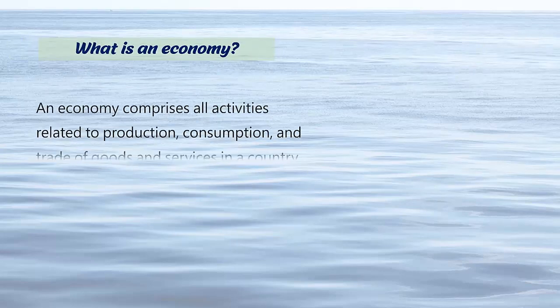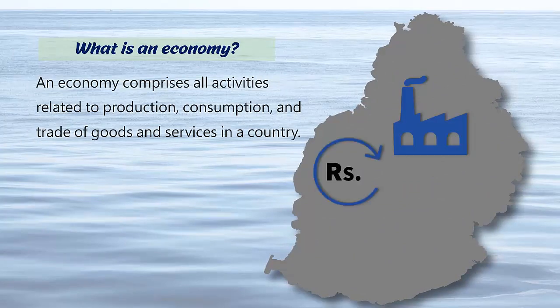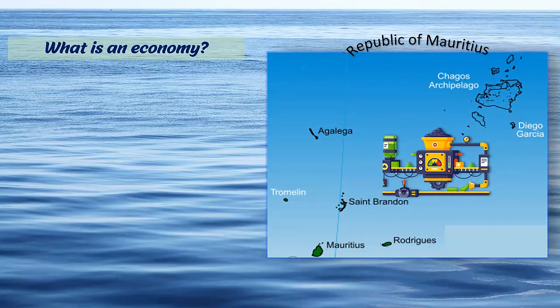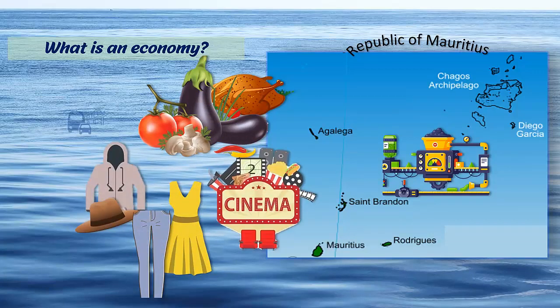What is an economy? An economy comprises all activities related to production, consumption, and trade of goods and services in a country. Can you think about how many things are produced in the Republic of Mauritius and how much we spend on food, clothing, entertainment, and transport? Note that an economy grows over time, whereby more goods and services are produced.